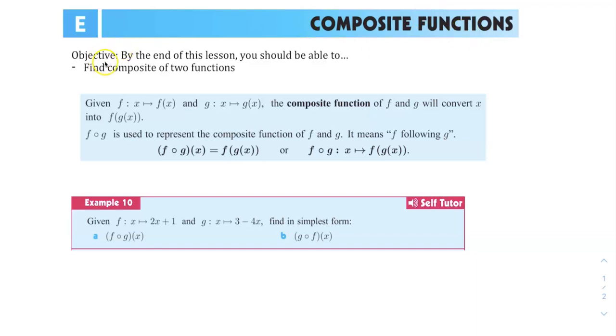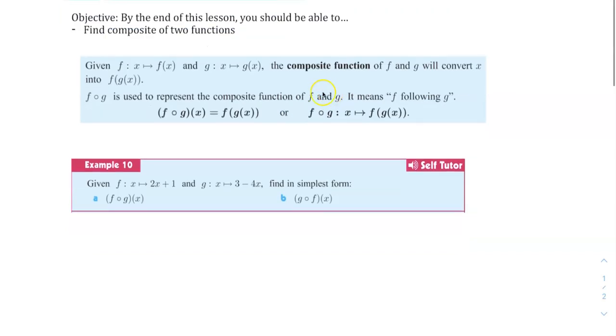Composite functions. Objective: by the end of this lesson, you should be able to find the composite of two functions. So what is a composite function? This is when you sub one function into the other. So we have our functions f and g here. We could plug the function f into g, or you could plug the function g into f. So that's what makes a composite function.